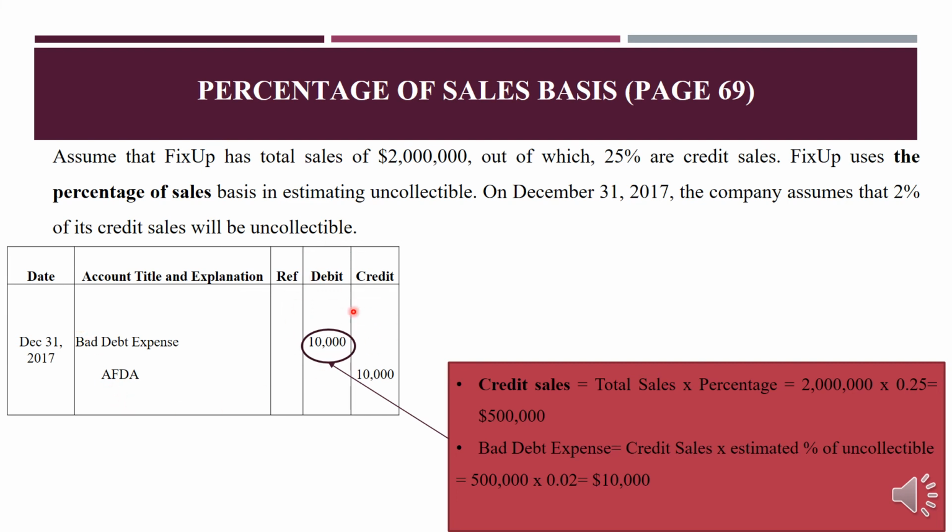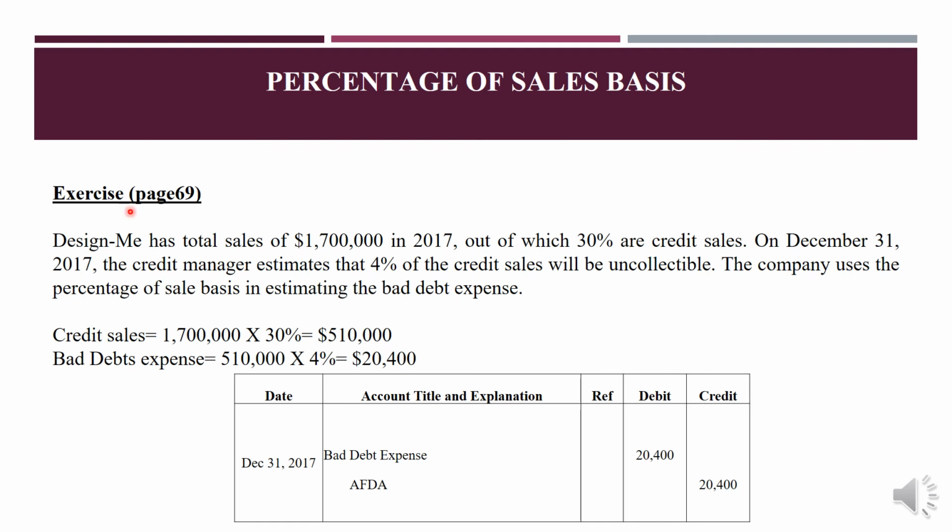How can we get the amount that will be debited and the amount that will be credited? The first step, we need to get the credit sales. The credit sales is the total sales times the percentage that was sold on credit. So we have 2 million times 0.25, so $500,000 are the accounts receivable of the company. The company decided that 2% of the credit sales will be uncollectible. So we have the credit sales of 500,000 times 2%, so 0.02, and we get $10,000 estimated to be uncollectible using the percentage of sales. Here we have an example on page 69, and this is the solution for the exercise.